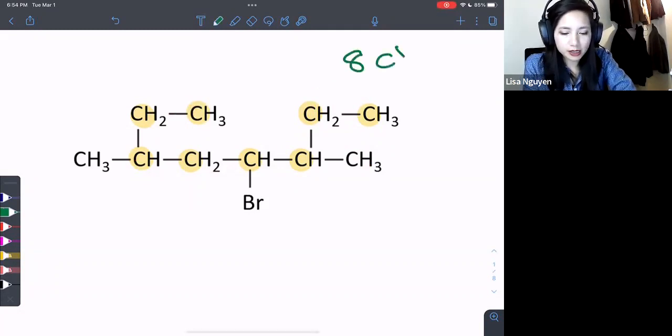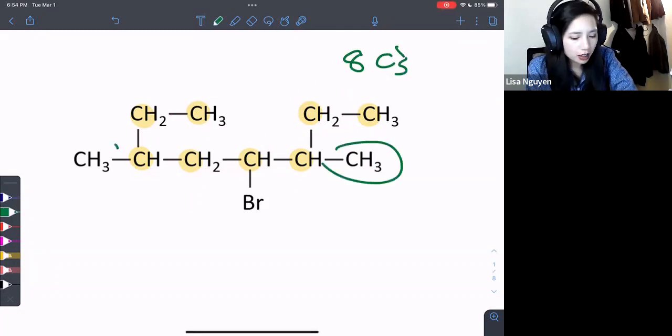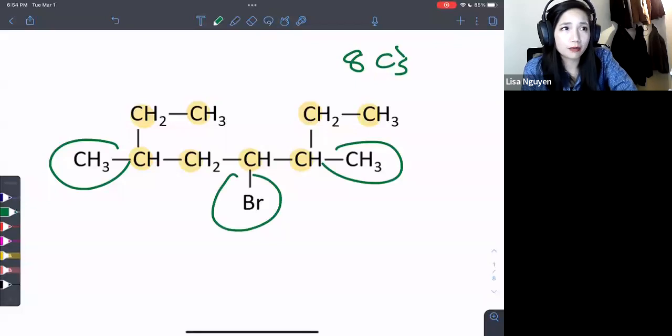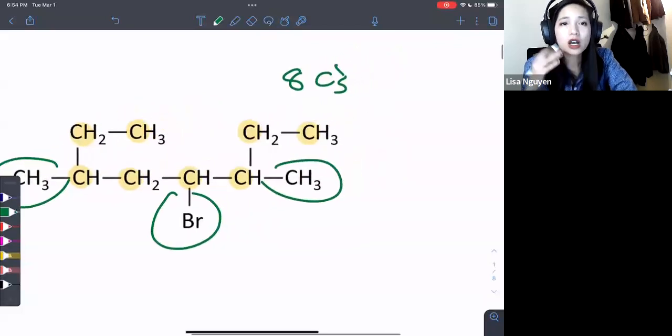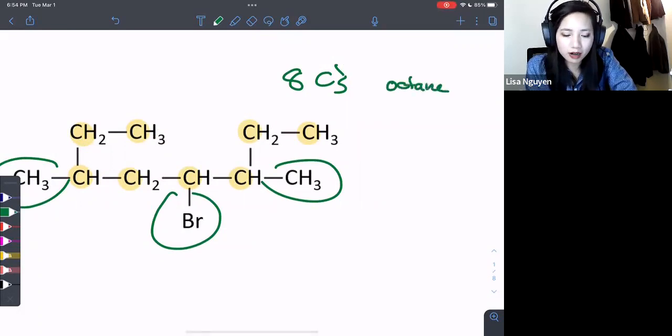There's 8 carbons. So then I think about what's hanging off of it. I have a methyl group there, a methyl group there, and a bromine group there. And so I want to make sure that I name all of those, indicating what carbon number they're at. So I know 8 carbons means octane. So that's my parent name.